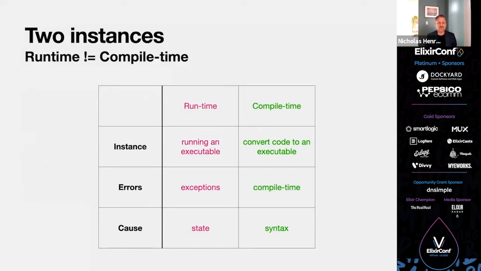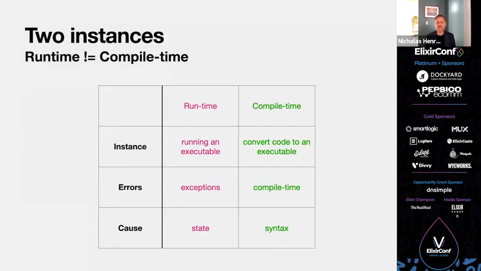Through the software development process, there are these two instances of runtime and compile time. In runtime, you're running an executable. You'll experience exceptions caused by state. For example, you've probably seen the undefined function error when you're using the dot notation on a nil type when a struct was expected.